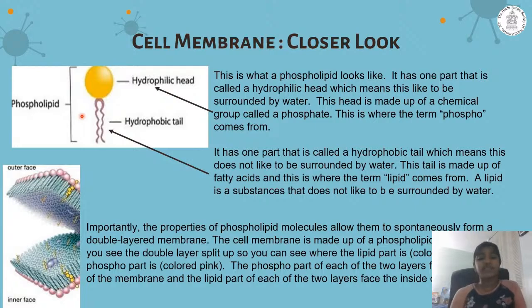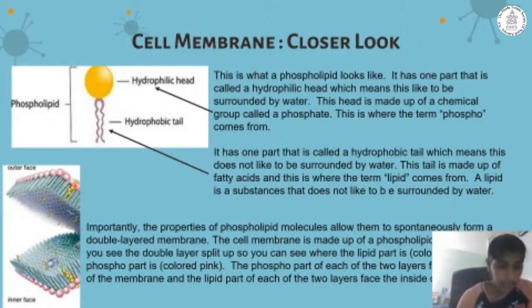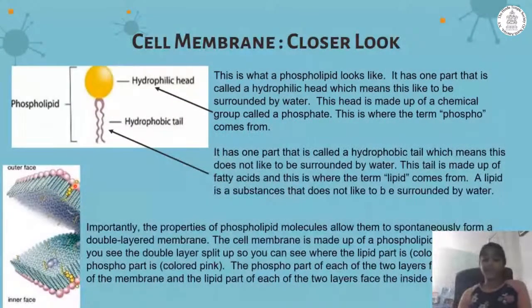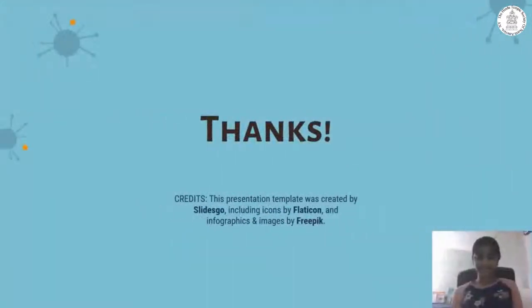Importantly, the properties of phospholipid molecules allow them to spontaneously form a double-layered membrane. The cell membrane is made up of a phospholipid bilayer. Of the membrane, and the lipid part of the two layers face the inside of the cell membrane.